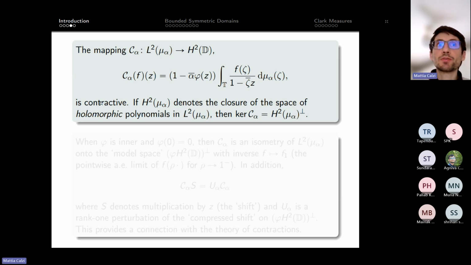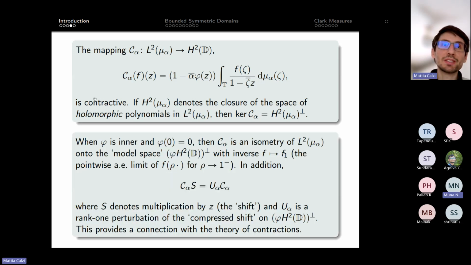And this operator is contractive, and its kernel is the orthogonal complement, in L2 of mu alpha, of the closure of holomorphic polynomials. And this contraction, is it a strict contraction, or is the norm of C alpha f less than or equal to the norm of f? Is it a strict contraction or only just a contraction? It may be, it may not be.